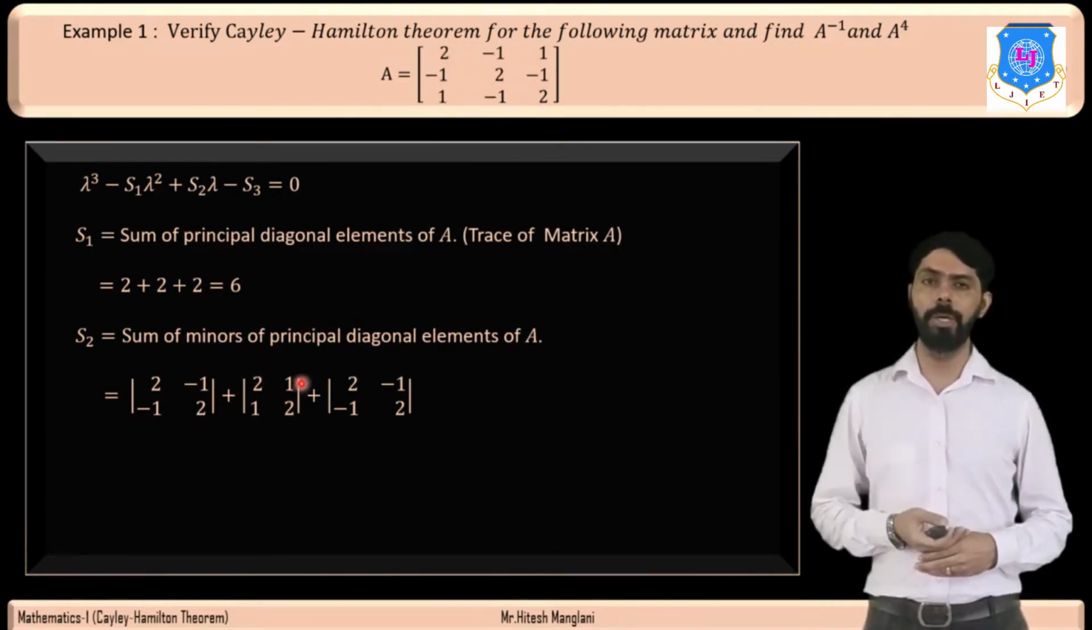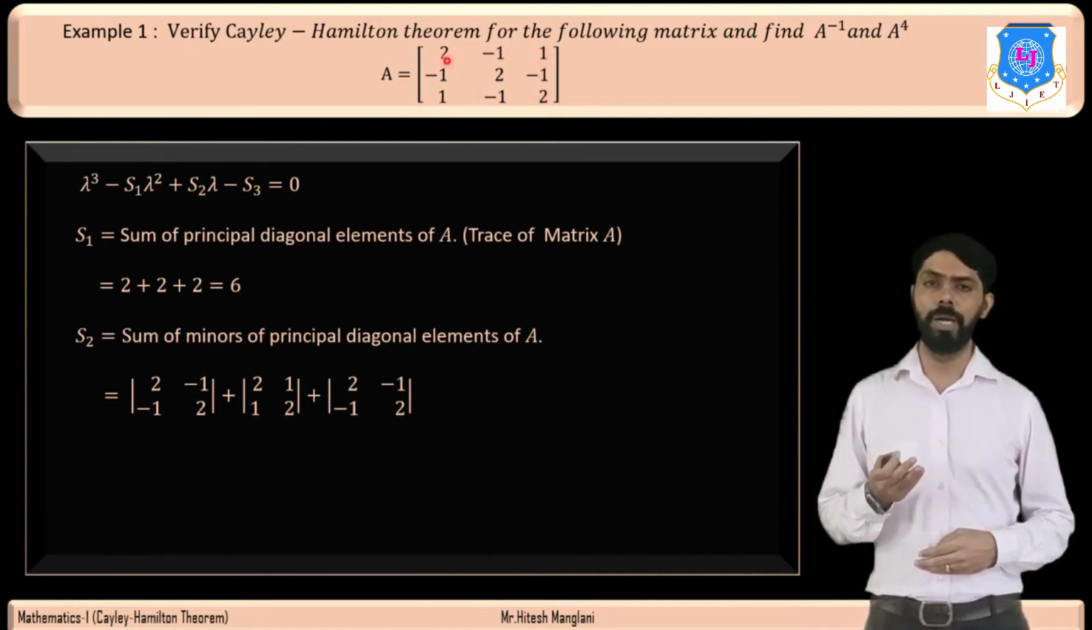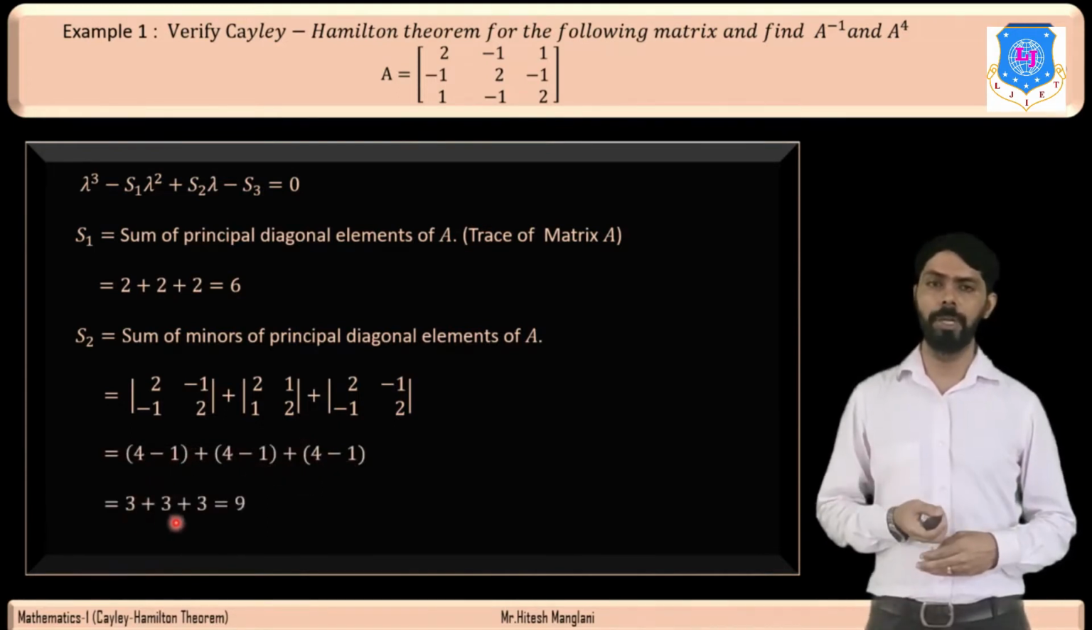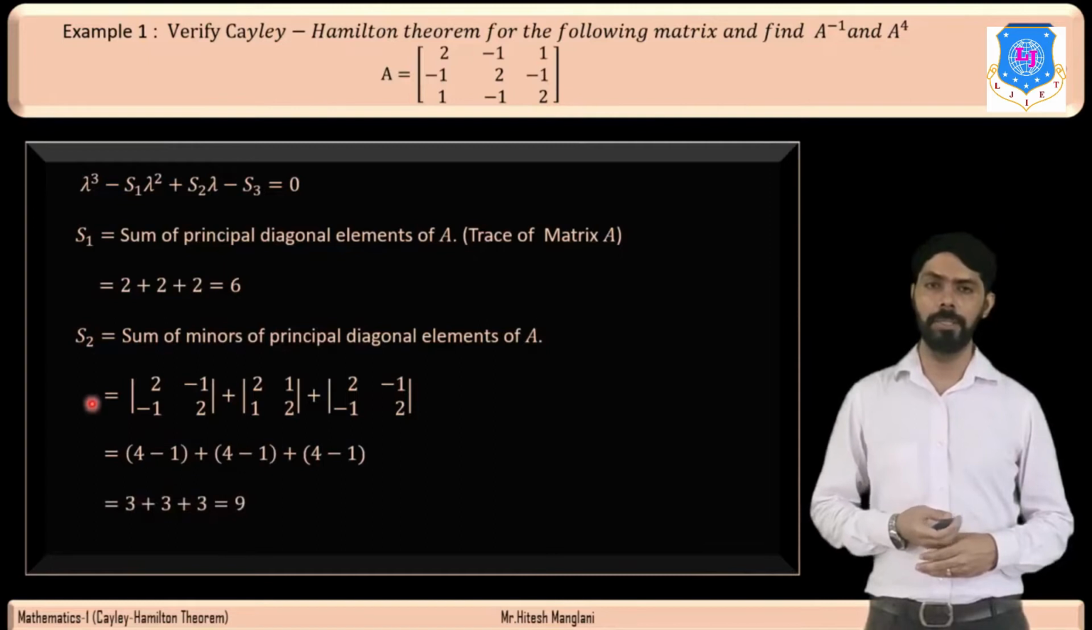We take the determinant of this matrix. Plus, now we take the minor of this 2, which lies in the third row and third column. So we hide the third row and third column, and the matrix will be [2, -1; -1, 2]. We take the determinant of this matrix. If we simplify this, it will be 4 minus 1 plus 4 minus 1 plus 4 minus 1, so 3 plus 3 plus 3, which is 9. So the value of S2 is 9.